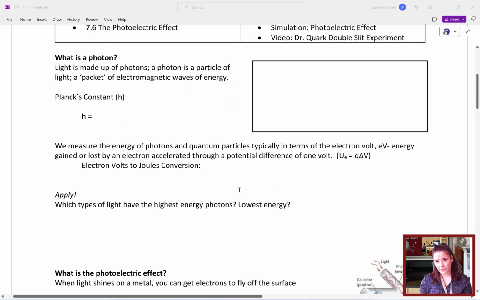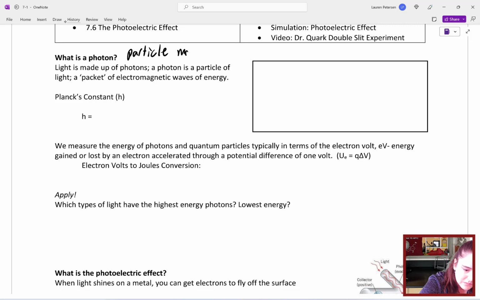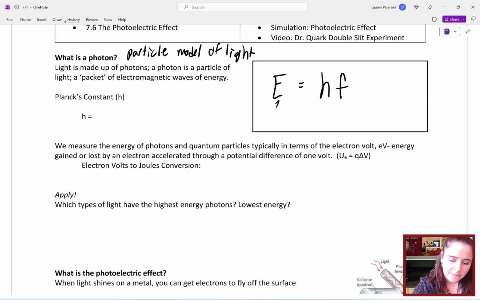Now, a photon is another model of light. It is the particle model of light. And we do use it when we are interacting with light and quantum objects. So when we are talking about a photon as a particle, we can calculate its energy using the equation E equals hf, where E is your energy and h is Planck's constant.